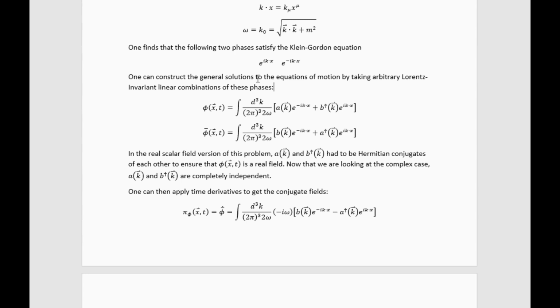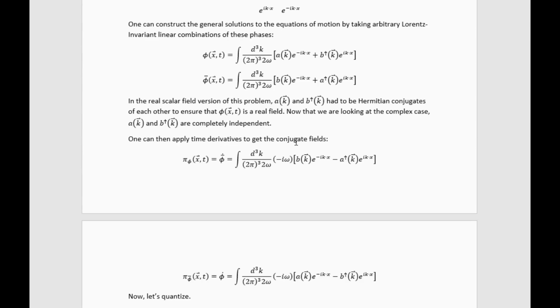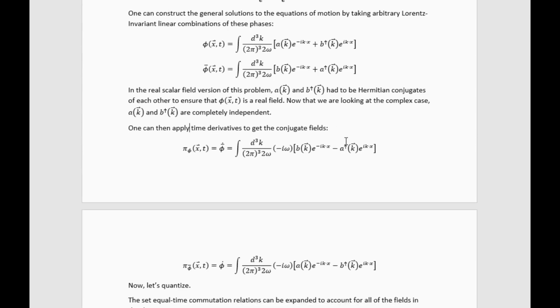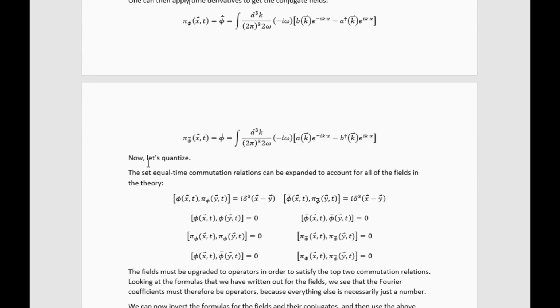One can construct the general solutions to the equations of motion by taking arbitrary Lorentz invariant linear combinations of these phases, which gives us this. In the real scalar field version of this problem, A of k and B dagger of k had to be Hermitian conjugates of each other to ensure that phi of x and t is real. Now that we are looking at the complex case, A of k and B dagger of k are completely independent. One can then apply time derivatives to get the conjugate fields in terms of the same Fourier coefficients. We arrive at this result.